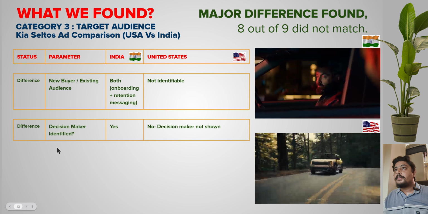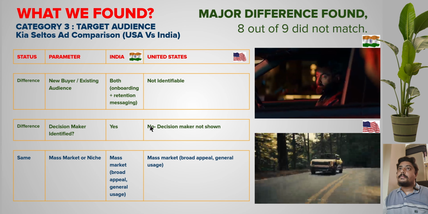Now the next parameter in the target audience section is decision maker identified. In India, yes, the decision maker is identified, that is a male adult between 30 to 50, but in the United States, the decision maker is not shown in the ad.